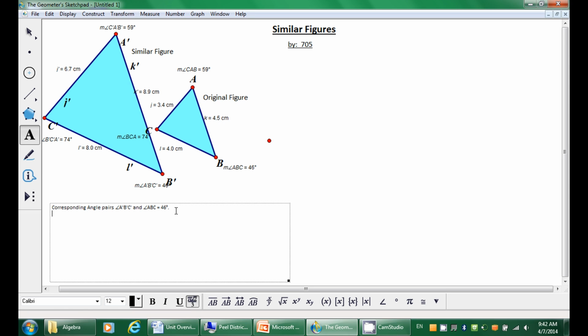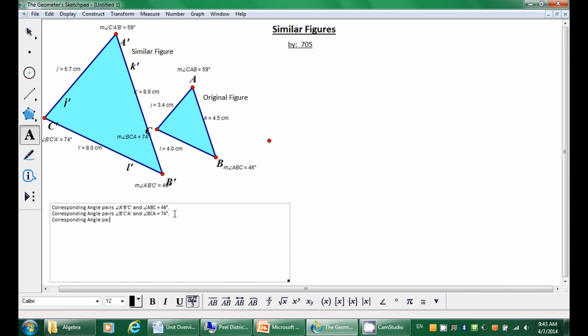So let's fill this out for the other corresponding angle pairs. Corresponding angle pairs. So let's go to the next pair. How about we go up here, or how about we go over here? Angle BCA. So angle B prime C prime A prime, and angle BCA equal, and in my case, they both equal 74 degrees. 74 degrees, period. And let's type in the statement for the last pair. So maybe I should put a space here. All right.